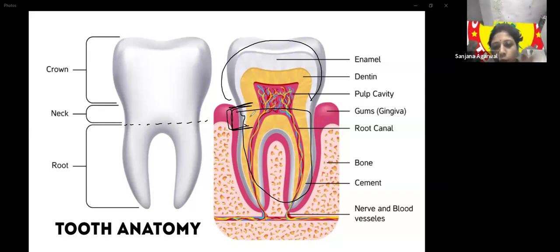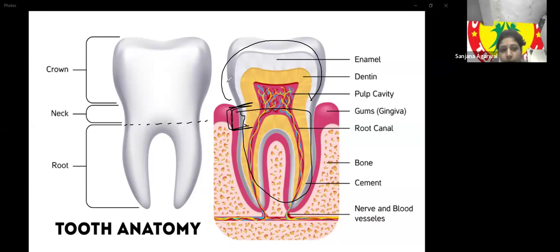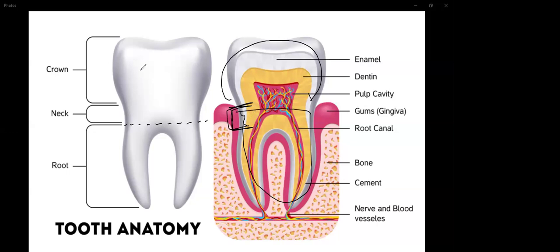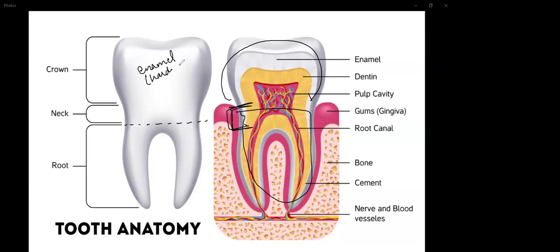Internally, the tooth is again made up of three parts. This is the outer structure of the tooth. The three different parts of a tooth are enamel, dentine, and pulp cavity. I hope you are able to recall them. The white color structure that we see in a tooth, ma'am, is the enamel. Yes, the white color part is the enamel. You can say this is the hardest substance in our body. Please note these points down.